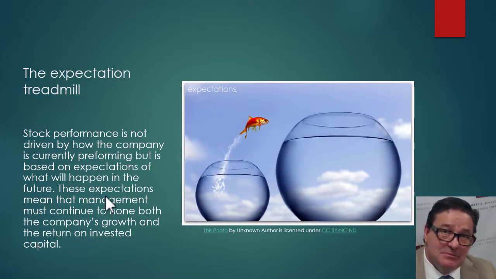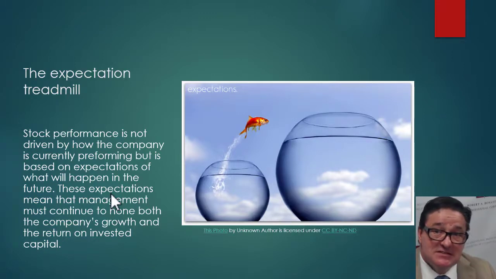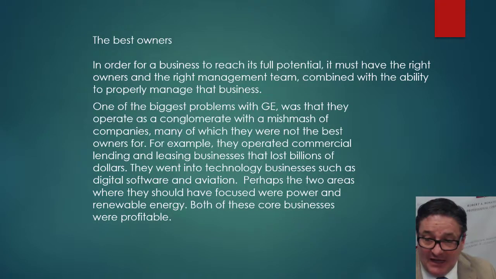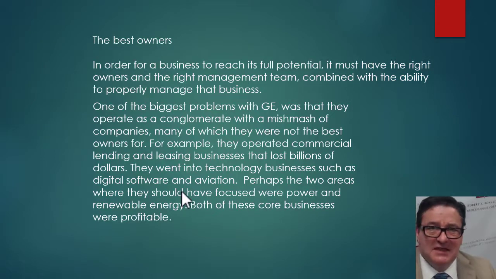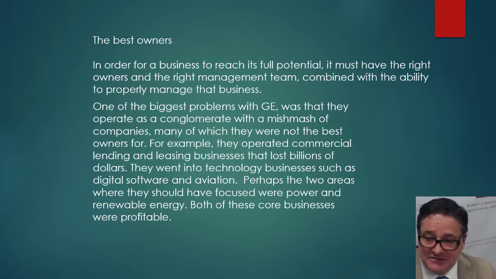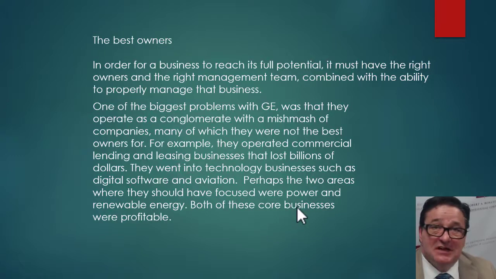What do you expect the company's going to do? This is going to be based on the cash flows and based on return on invested capital. And the last one is the best owners. GE owns a digital software business, aviation. They should not have been owning those types of businesses. That's not what they're good at. They should have stuck to their knitting, which was what? Renewable power, right? That type of stuff.